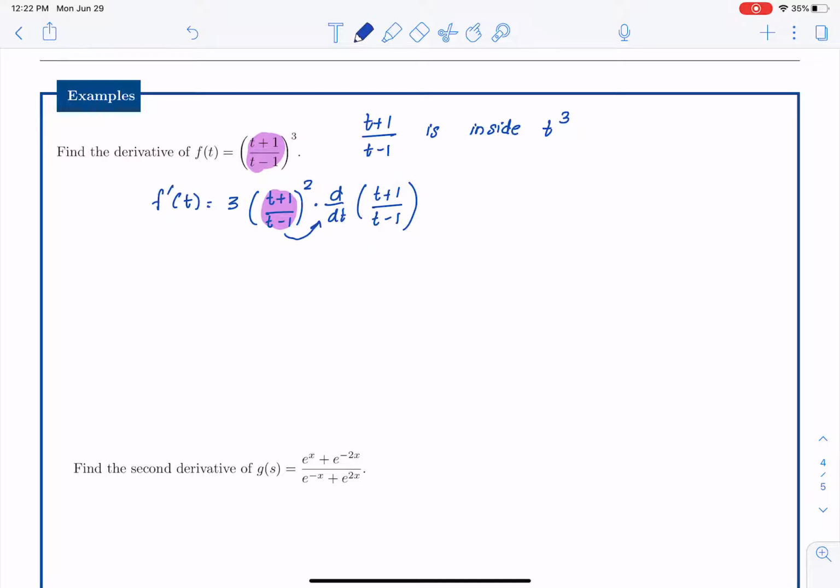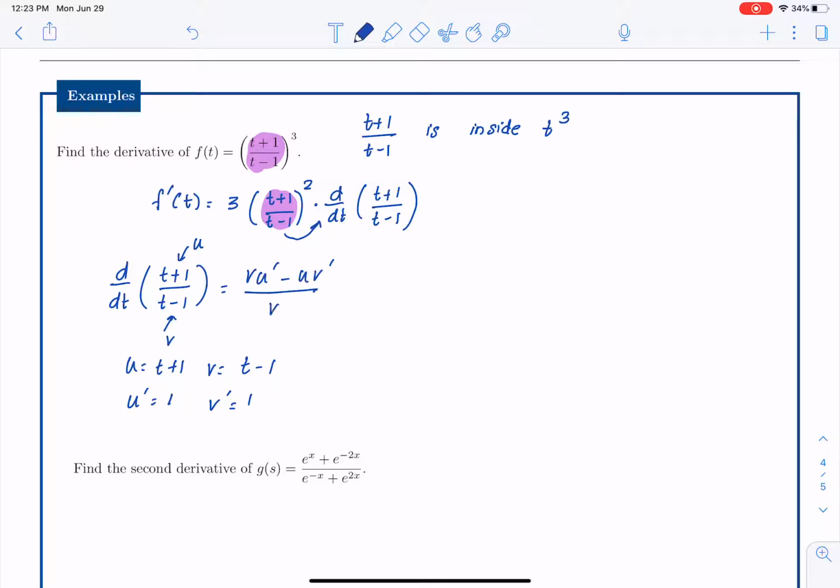So let me do d/dt of (t + 1)/(t - 1) separately. We need to use the quotient rule. The numerator is u, the denominator is v. u prime would simply be 1 and v prime would be 1. So the formula here is (v u prime minus u v prime) divided by v squared.